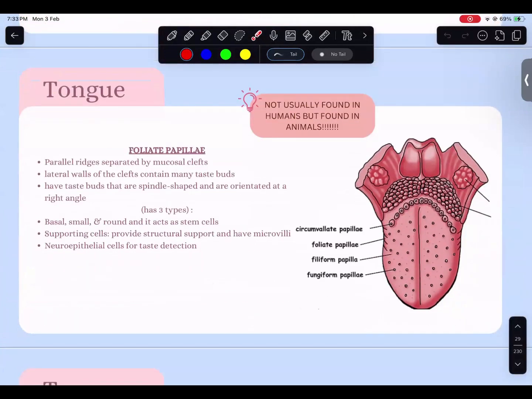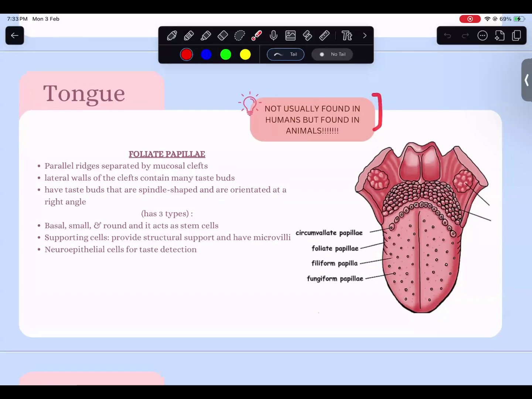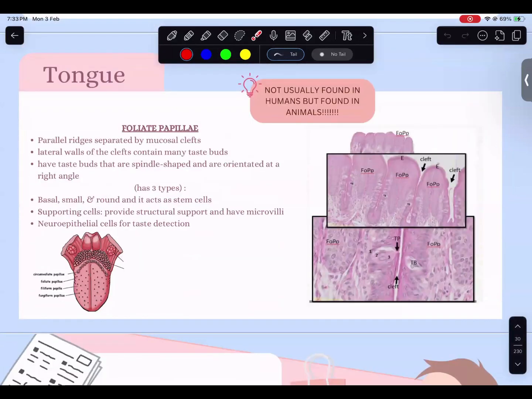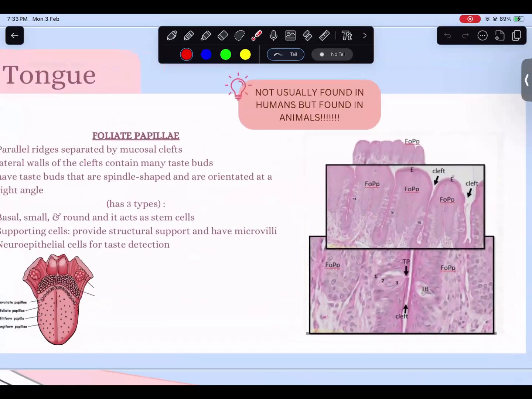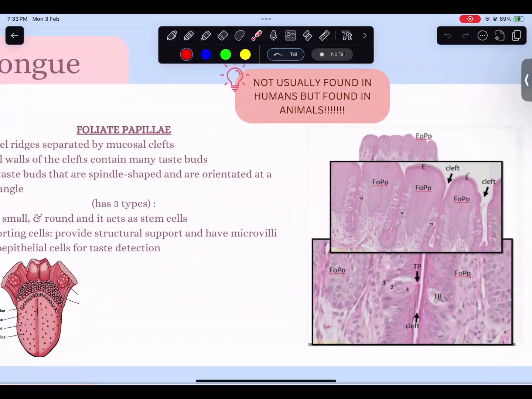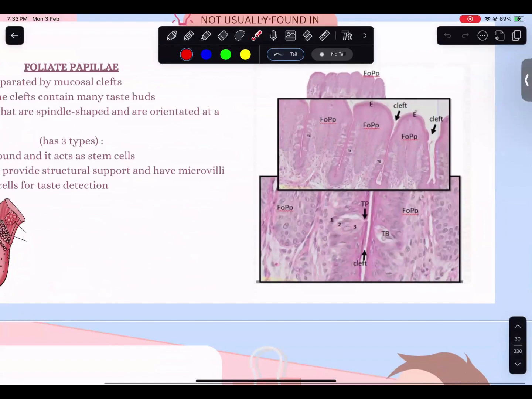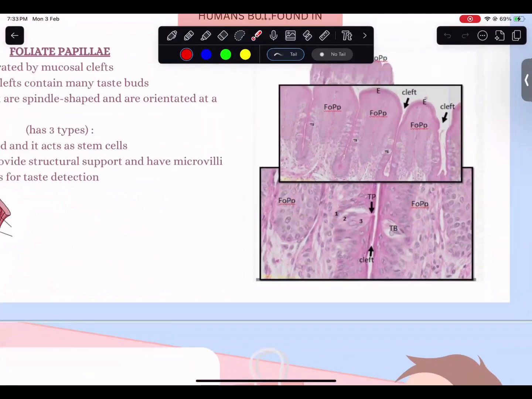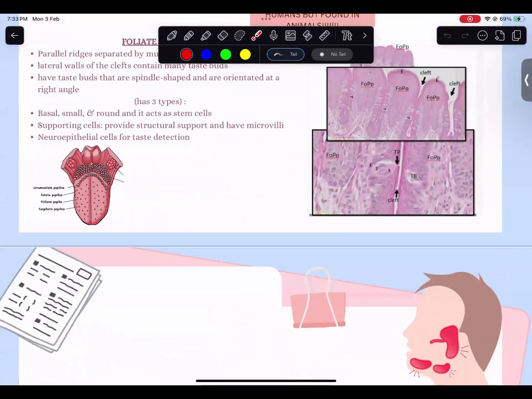Coming to the foliate papillae, they are not found in humans. It's a very important point. They're only found in animals. These are not found in humans, okay? Foliate papillae are the parallel ridges that you see on the tongue here. This is basically what foliate papillae is. And coming down to the picture, they also have taste buds, and they're spindle shaped. So their taste buds are very unique. You can tell that this is a taste bud because it's spindle shaped, okay? That's pretty much it for the foliate papillae.